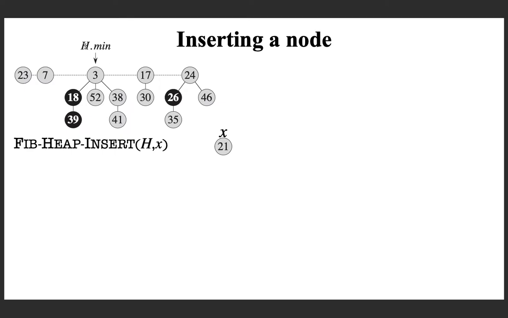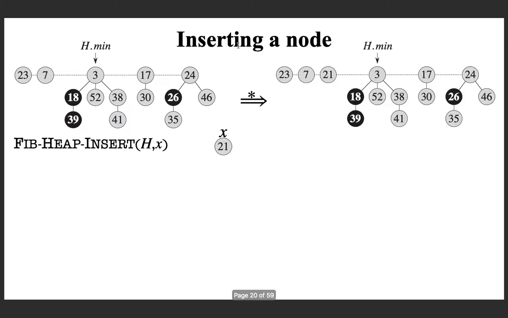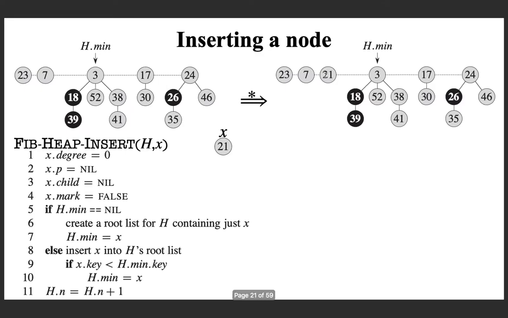Because it's a circular doubly linked list and the header is pointing to this node, you can insert this node 21 in the root list either just before 3 or just after 3. Assume that you are going to insert it just before 3. This is what you have to do. Now you can look at the procedure given in the textbook. Please don't worry about it, we are going to see what this is exactly doing.